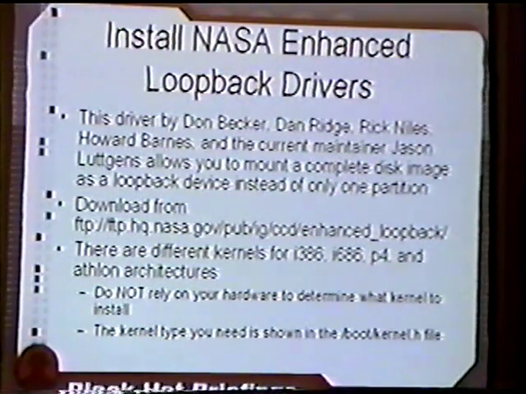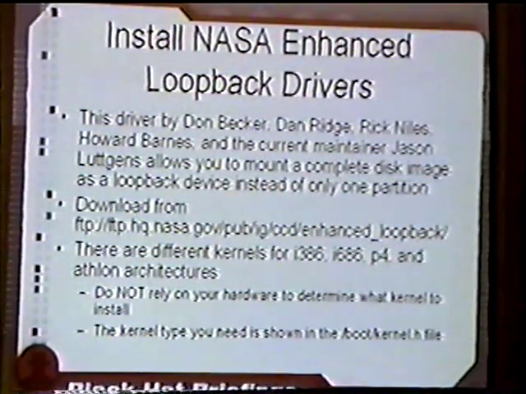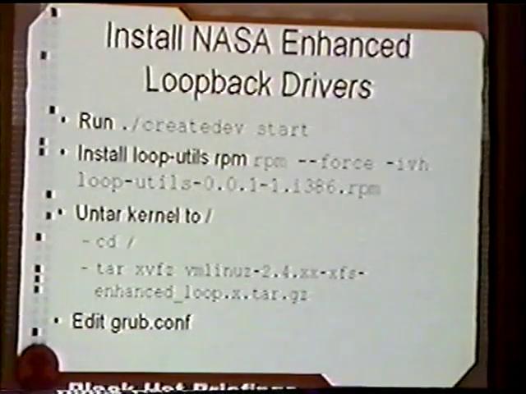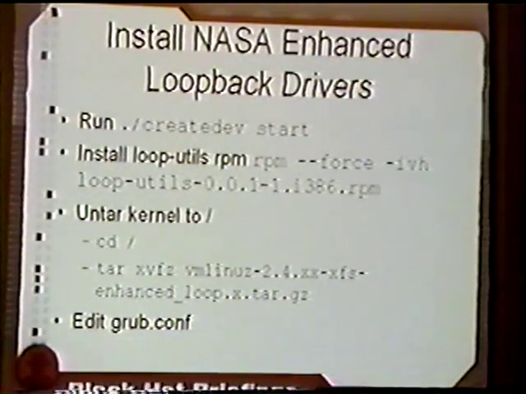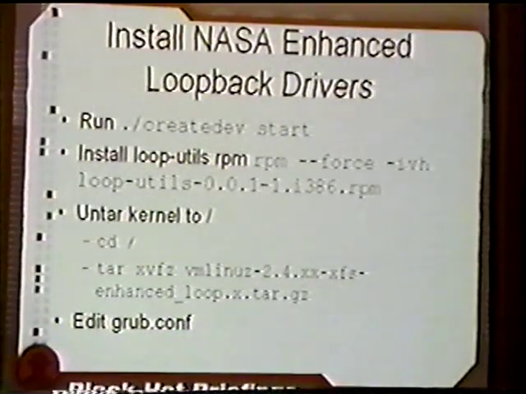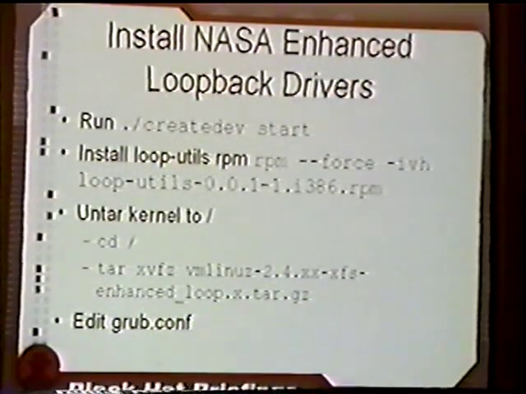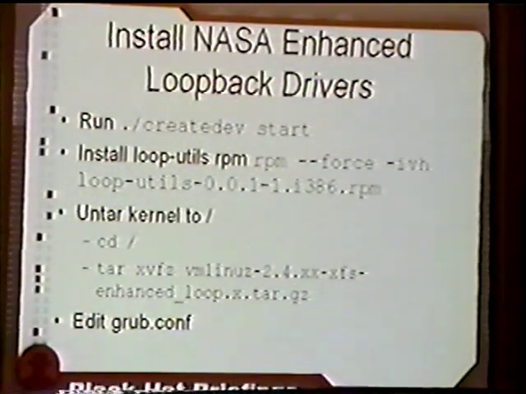There are some other files you need to download. I'll show them here. There's a create dev script, which creates the modified loop devices. There's a loop utils RPM, which is the modified version of losetup. You have to force that on because it's writing over existing files. There's the command line to do it there. The kernel, you just untar it into / and it puts itself in lib/modules and boot and all that stuff where it needs to be.